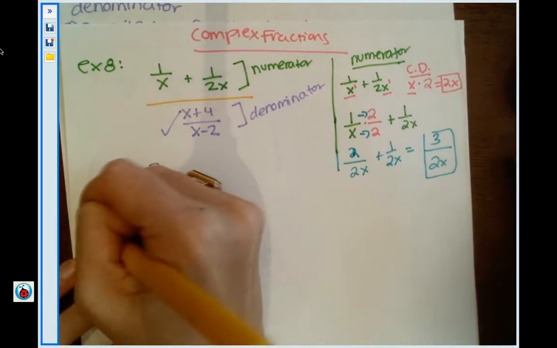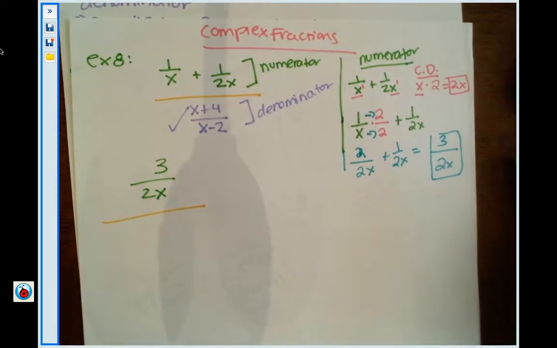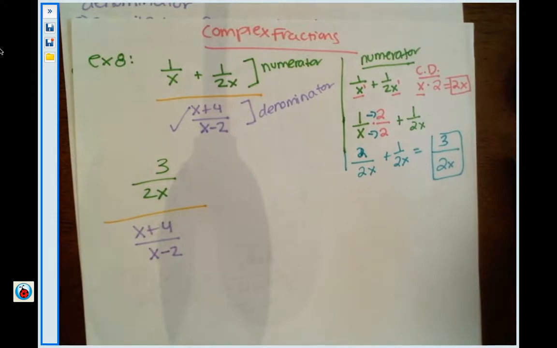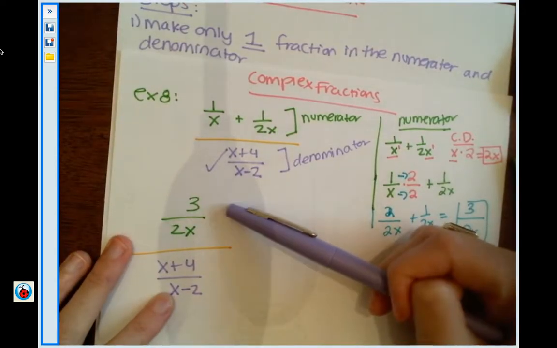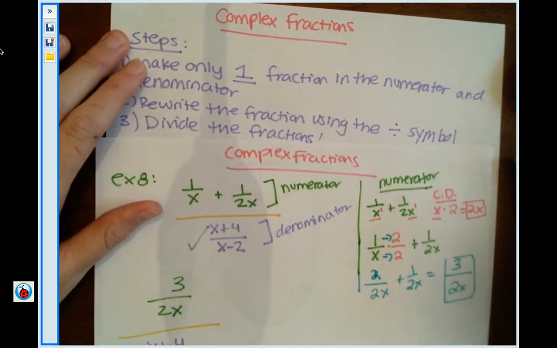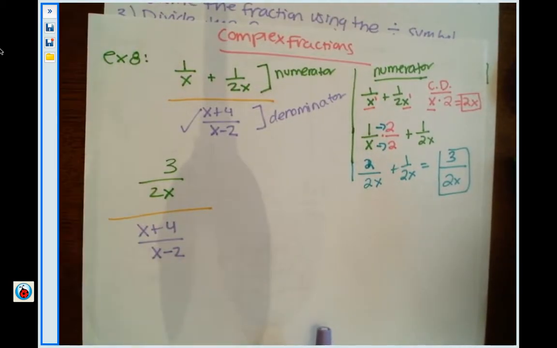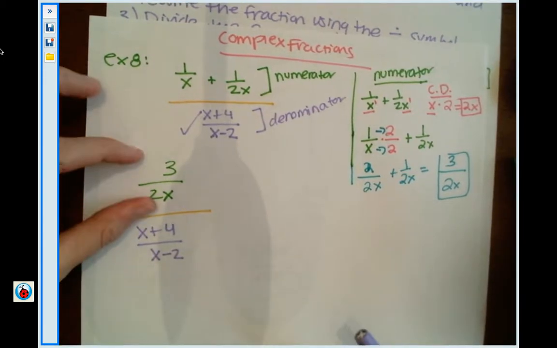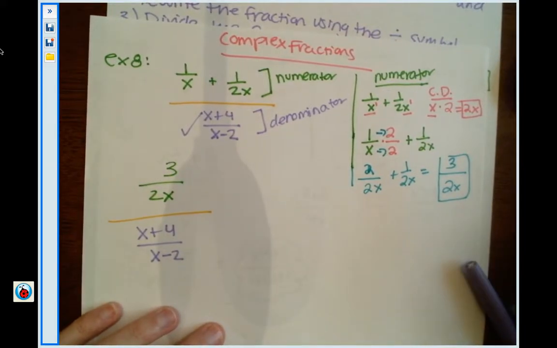All divided by x plus 4 over x minus 2. Alright, so my first step is done. We made one fraction in the numerator and one fraction in the denominator. So step 2. We're going to rewrite the fraction using the division symbol so we know how to divide with two fractions. So it's this divided by that, my numerator divided by my denominator.